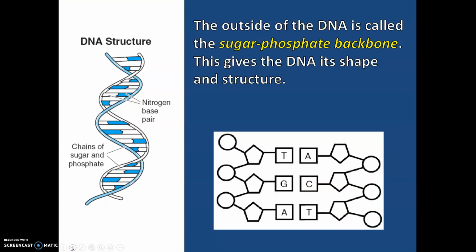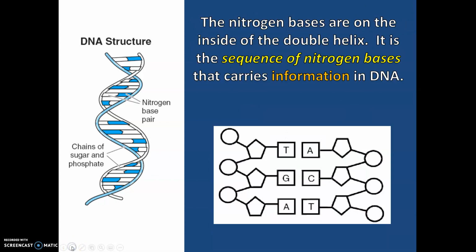So remember that the outside of DNA is called the sugar phosphate backbone, and this gives the DNA its shape and structure. Here you have our phosphate and sugar. And the nitrogen bases are on the inside of the double helix, and it's the sequence of these nitrogen bases that gives us the information. So these give us our information for our body and proteins that need to be made.